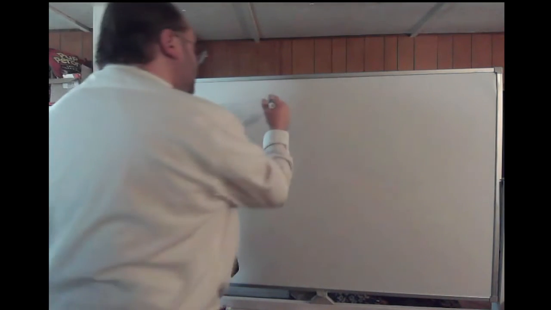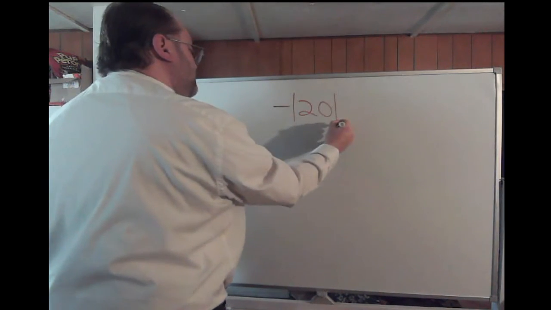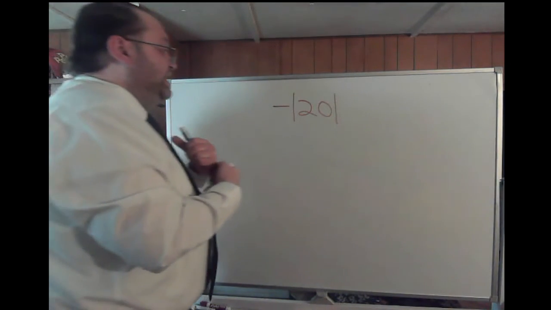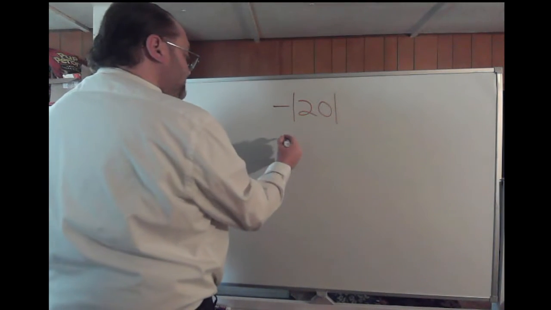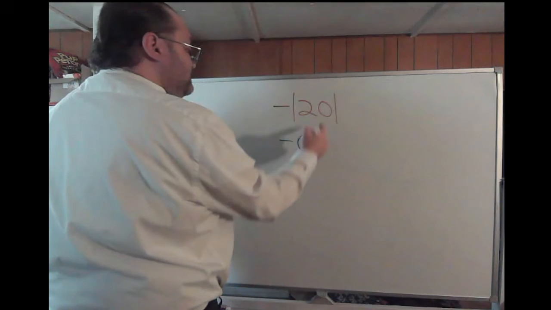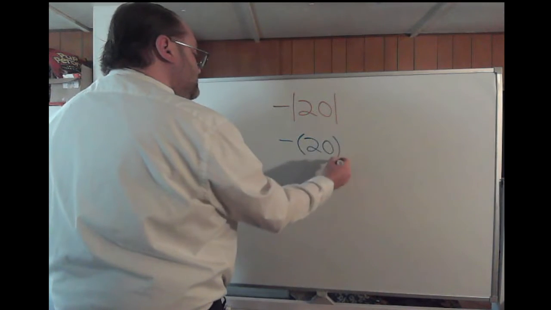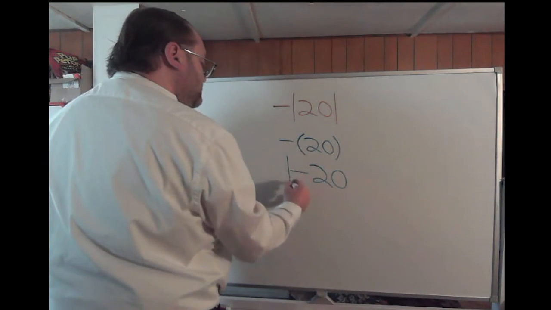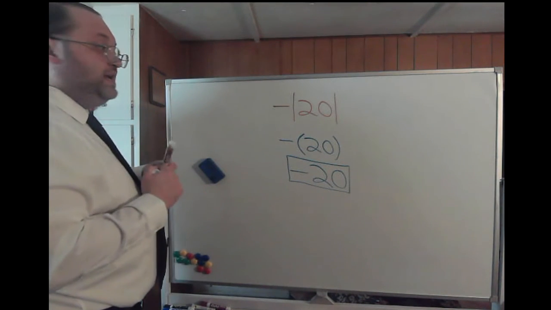Now, say I did something like this. I have the negative of the absolute value of 20. Well, of course, the negative hangs outside of the absolute value, so what you're going to want to do is keep the negative, and then in parentheses, that is the absolute value of 20. The absolute value of 20 is 20. So the negative of 20 is just going to be negative 20. If you have a negative sign outside the absolute value, that makes your result negative.